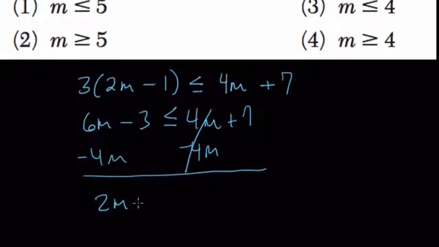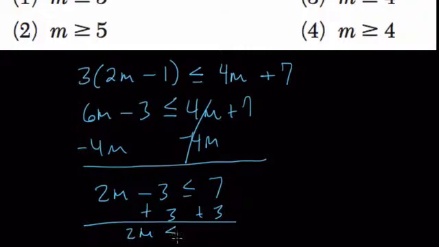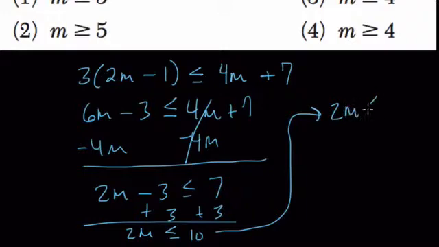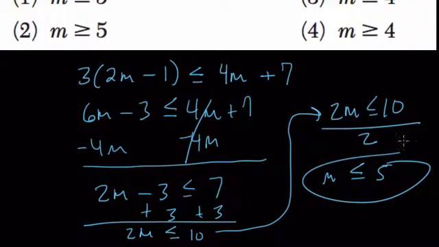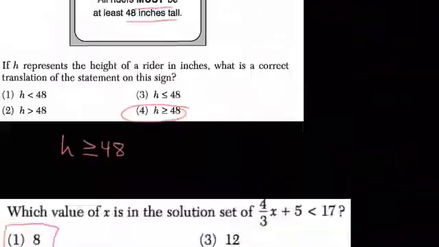We have 2m minus 3 less than or equal to 7. Get my numbers to the right and add 3. So you get 2m less than or equal to 10. Almost done. If 2m is less than or equal to 10, divide everything by 2, and m itself is less than or equal to 5. So here, I'm going to pick choice 1. M is less than or equal to 5. All right.